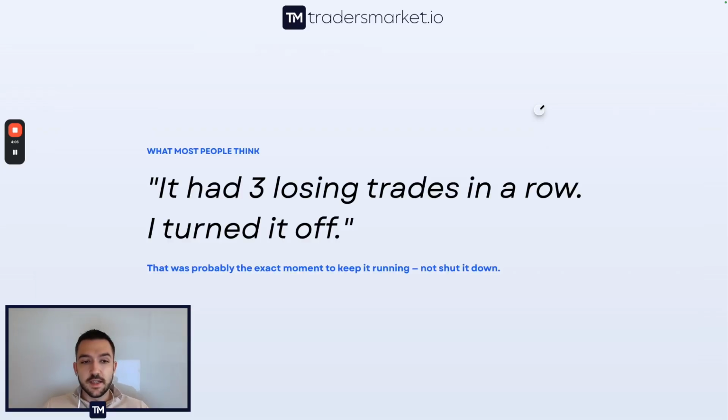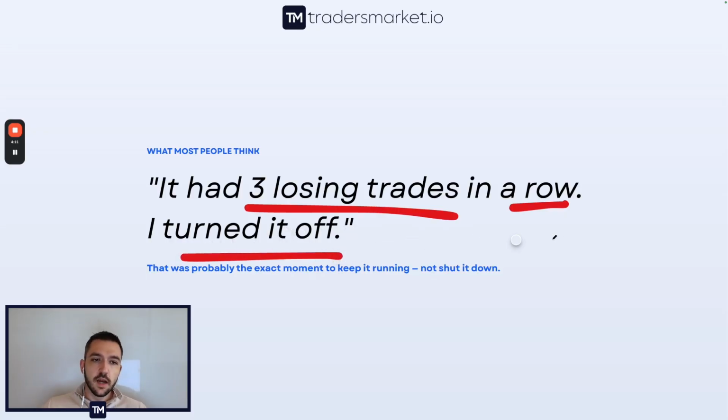And mistake 3 is I had 3 losing trades in a row and I just turned my bot off. So this is some kind of emotional trading, but not manually, but actually automated emotional trading. So if you have a couple of losses and according to the backtest, they were expected, then you should really just leave your bot there and let it run.